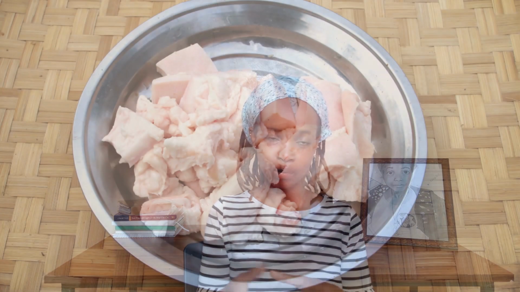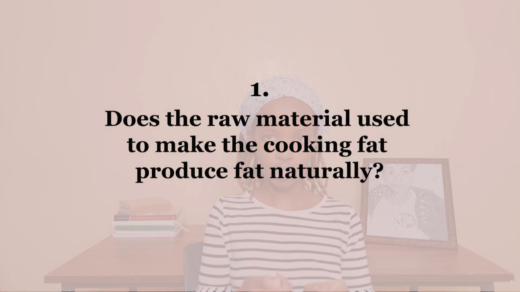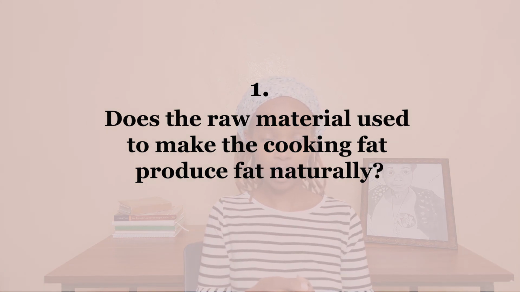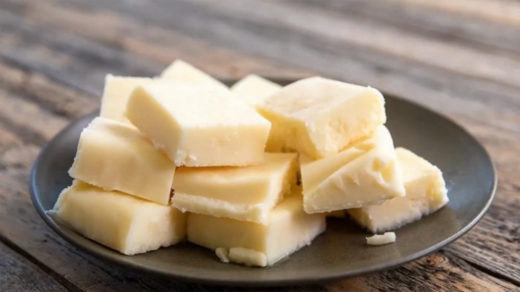Then the next one that I alluded to a few seconds ago is tallow. So let me do a review of tallow. The first factor to consider is the raw material used to make the tallow. Does it produce oil naturally? Yes, it does. Tallow is made from the fatty tissue from cows and sheep. So from beef and mutton, you can get your tallow.